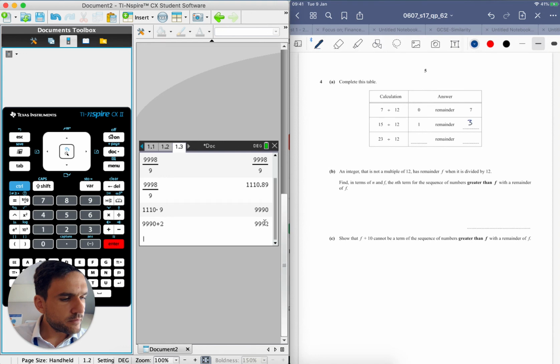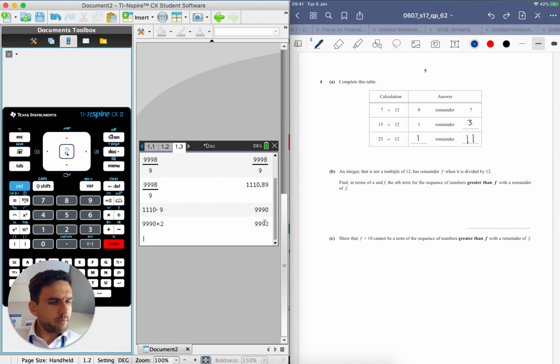One remainder 3, right? And 23 divided by 12, we're still not at 2 12s, so it's going to be 1 still. Now it's remainder 11. Okay. I'm a bit uncertain as to what I'm being asked to do here, still, but that's fine. We've just got to roll with this and try and answer the questions one at a time as they come.